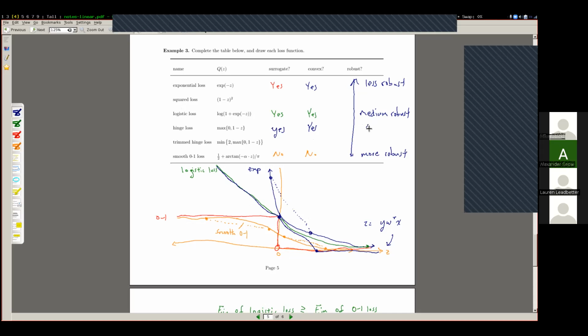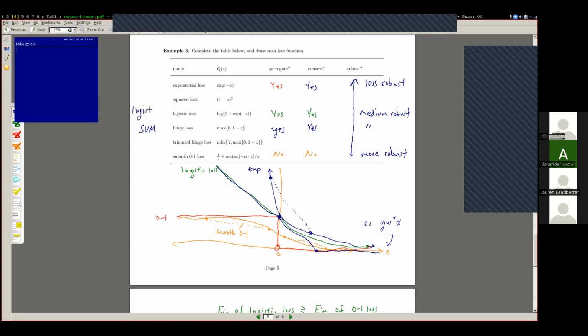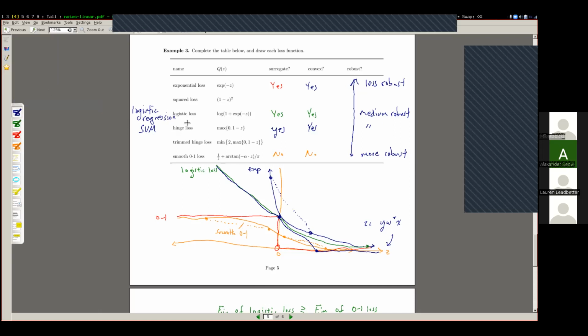So also say that it's mediumly robust. The learning model that uses the hinge loss is always called the SVM. If you looked on scikit-learn and you wanted to use the hinge loss, you'd be using the support vector machine, which is what SVM stands for. And then the logistic loss here is logistic regression. But logistic regression and the SVM basically always give you the same results because their loss functions are so close to each other.